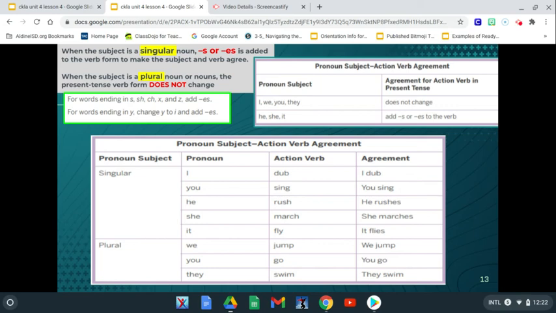Hi, boys and girls. So we're back and we're still discussing our subject, action, verb agreement. Well, that's a long saying and phrase. So we've discussed it, we've reviewed it. Now we're ready to apply it and practice it.